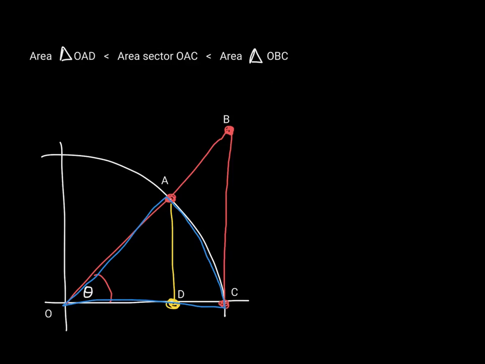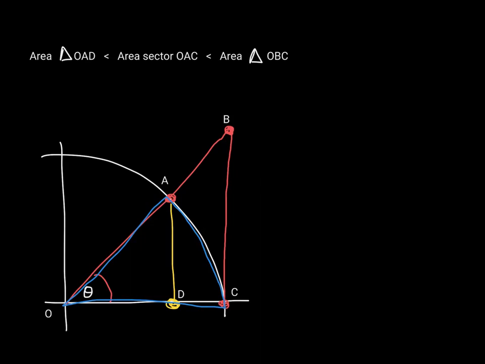All right, so what I think you all will agree with is that the area of triangle OAD, this smaller triangle, is less than the area of the sector OAC, which in turn is less than the area of the larger triangle OBC. Now let's consider what these areas are, okay?